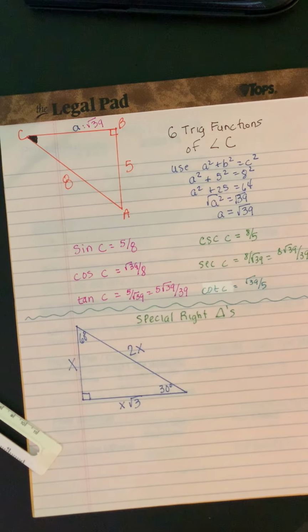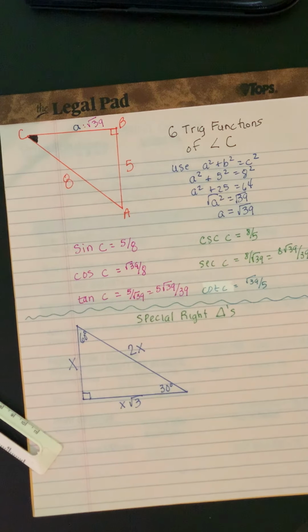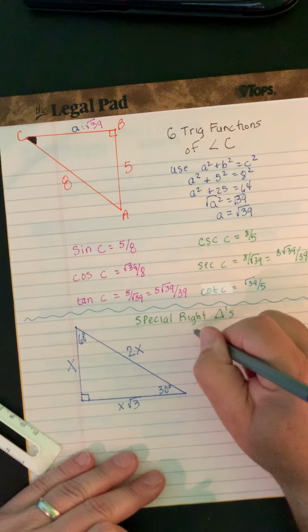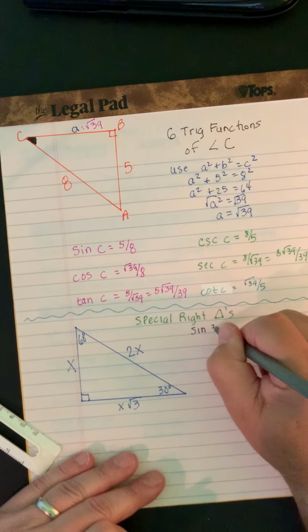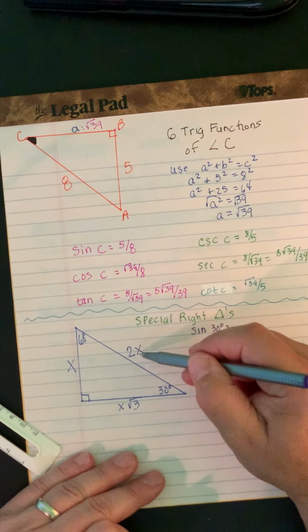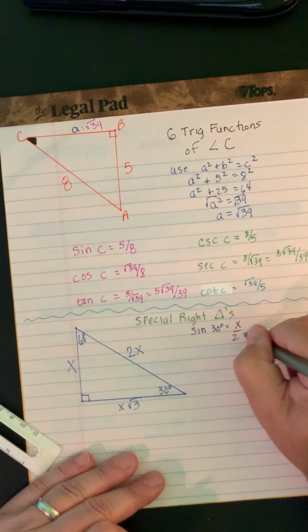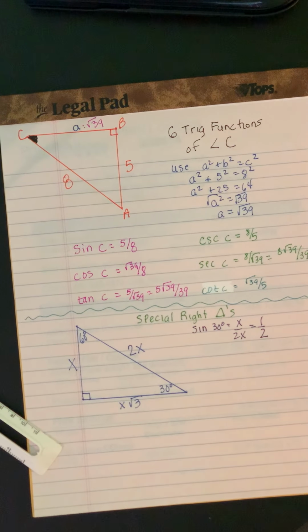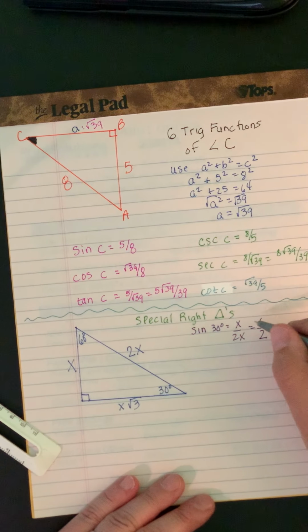So if we do our functions for this, and these are always going to be true about every 30, 60, 90 triangle. It doesn't matter the length of the sides. They're always going to be in this ratio right here, okay? So the sine of 30 degrees, no matter how big the triangle or how long the sides, opposite over hypotenuse, is x over 2x, which reduces to 1/2, okay? So every 30 degree angle is going to have a sine of 1/2.